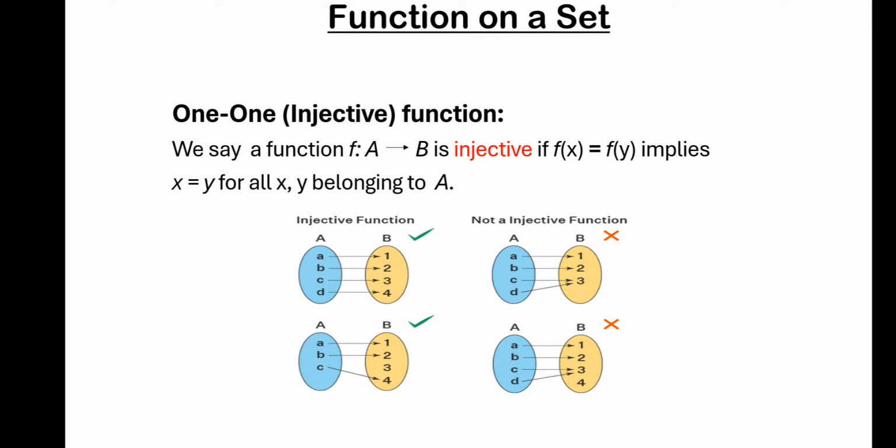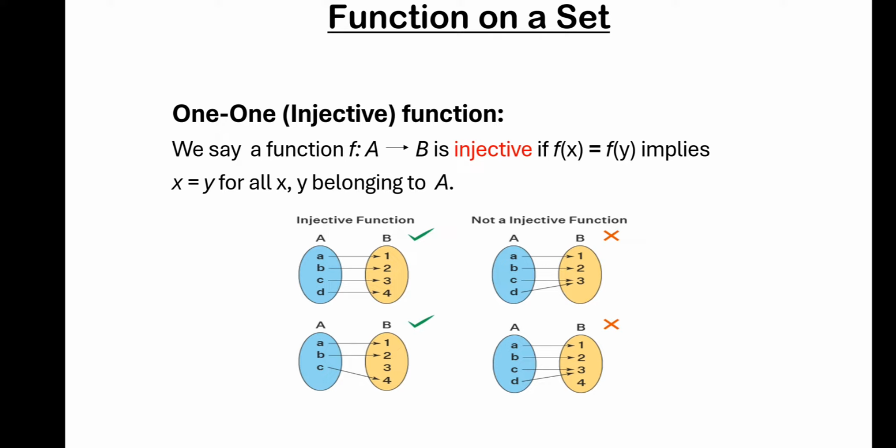One-one or injective function. We say a function f from A to B is injective if f(x) equals f(y) implies x equals y for all x, y belonging to A. In the diagram below, we can conclude that the function is injective and each element from the domain corresponds to only one image in the codomain.